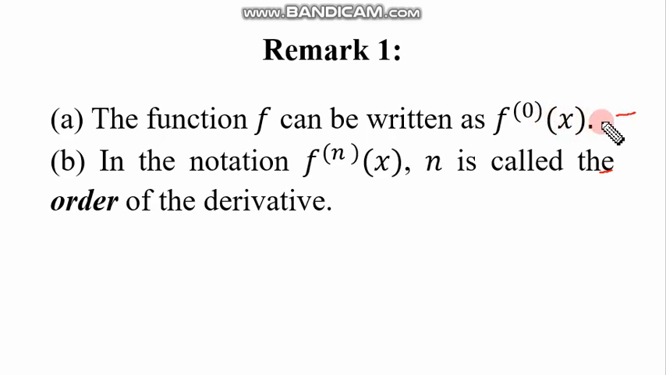It means that when our n is 0, this is the original function. And in the notation of the nth derivative of f at x, our n is called the order of the derivative. So if n is equal to 3, then it's the third order. If it is 5, then it's the fifth order of the derivative.